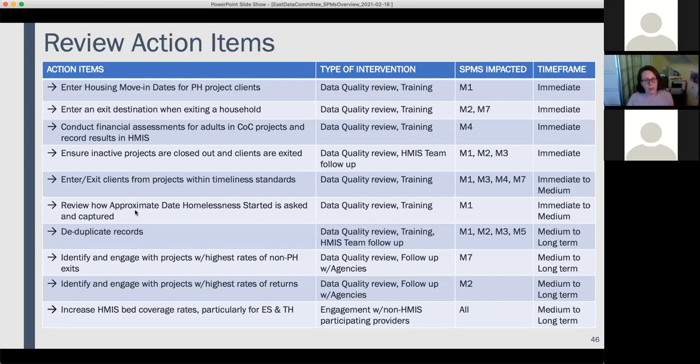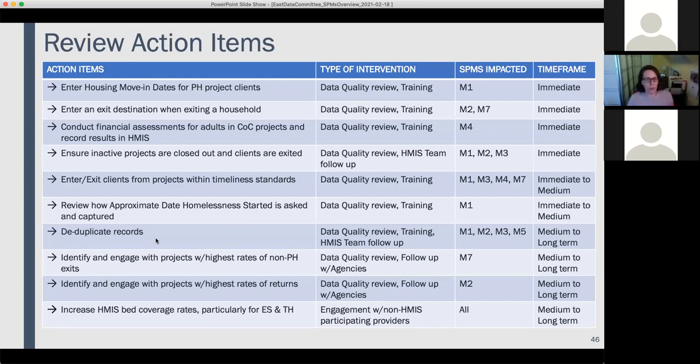And then again, going back to measure 1, this approximate date homelessness started. Digging into that more, thinking about how the question is asked within the system, what's the sort of prompt, right? And then how that interaction goes between the person taking that data and entering it in. And there are some things we could think about: when you come across that client again, do you get to update that information? How are those interactions going? But digging into that a little bit more.